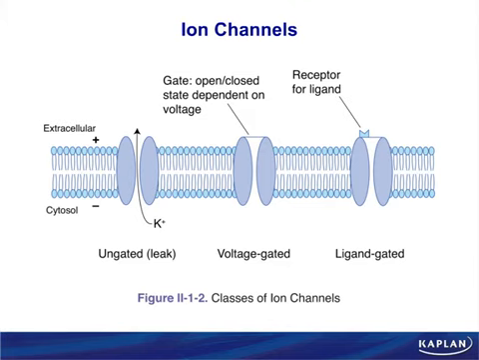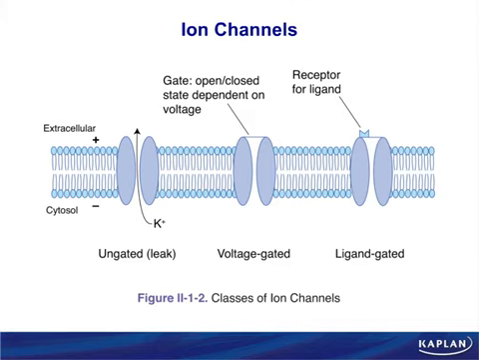The middle shows a voltage-gated channel. Notice that the gate indicated on the channel and the open and closed state is dependent upon voltage. Again, when the channel is open, high permeability, thus high conductance. When the gate is closed, the channel is closed, we have low permeability and thus low conductance.